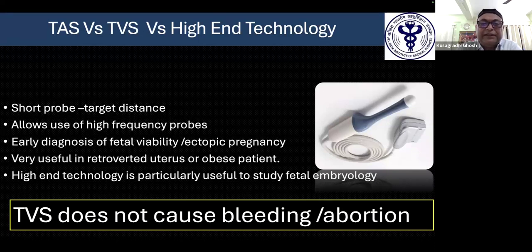because still people believe, especially in the periphery, that probing with a transvaginal probe can actually cause a miscarriage or a bleeding in a pregnancy which was not existing before. So these are little things which are very important, which need to be assessed.